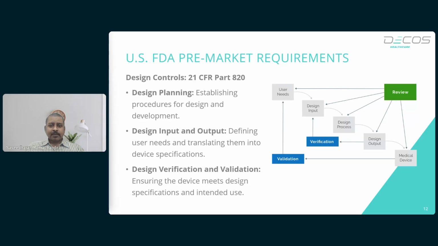In design planning, the manufacturers must establish clear procedures to guide the design and development process, ensuring responsibilities and timelines are in place. In design input and design output, design inputs refer to user needs and regulatory requirements, which are transformed into technical outputs like device specifications and materials. In design verification and design validation, verification confirms that the design meets the specified inputs, while design validation ensures that the device performs as intended in real-world conditions.